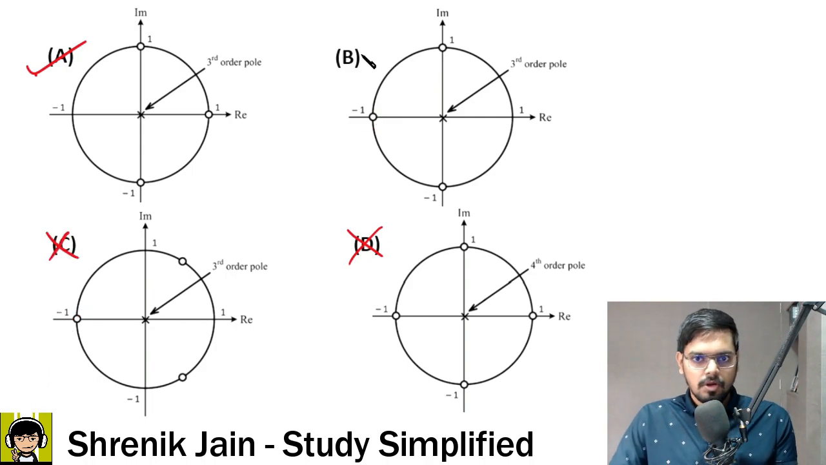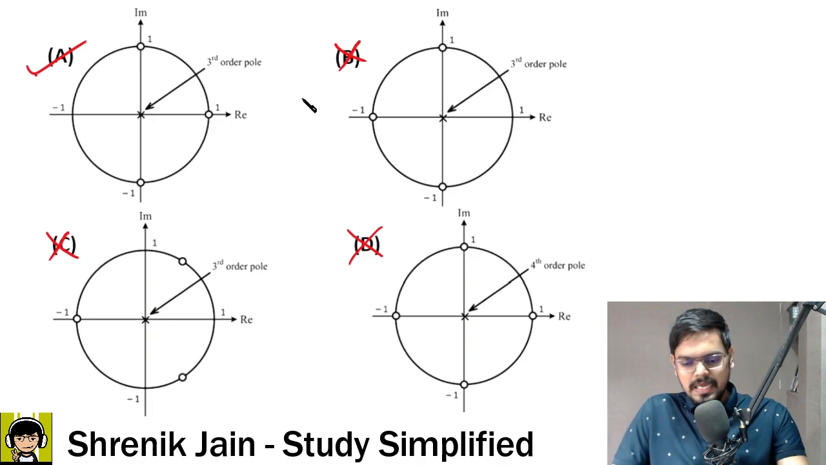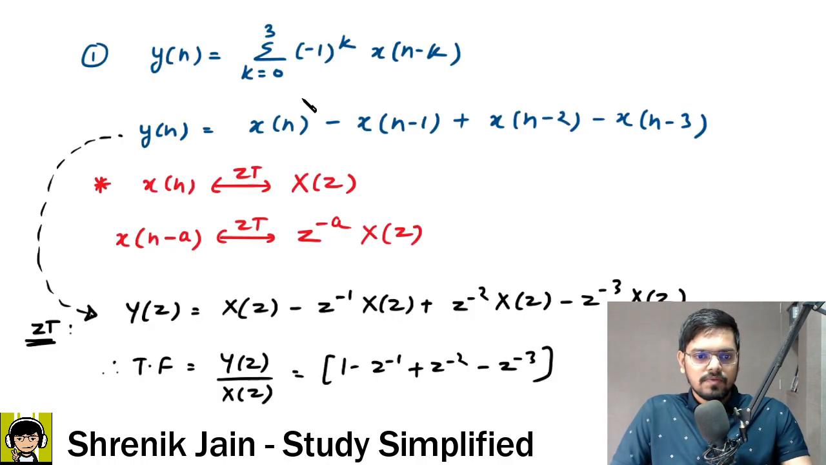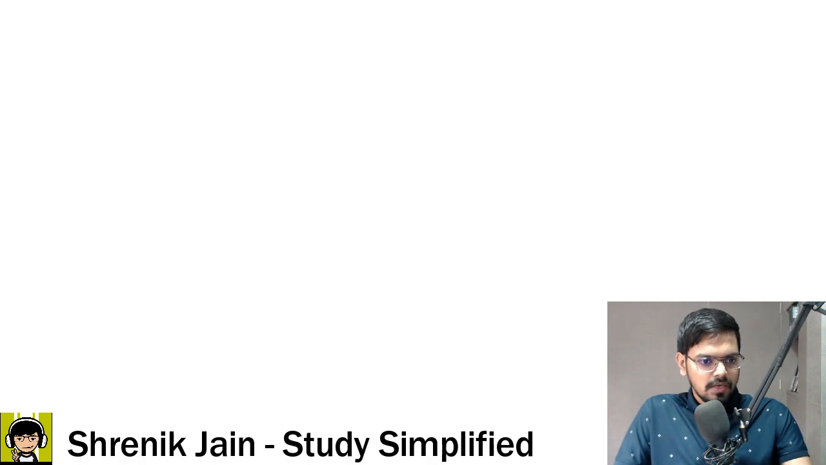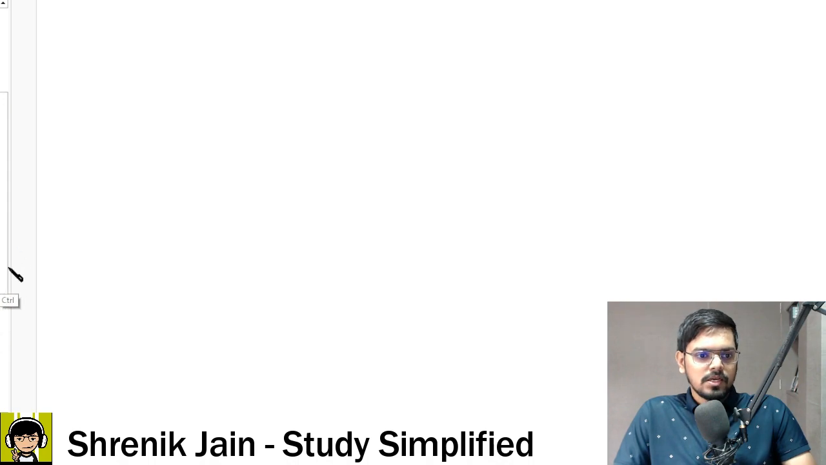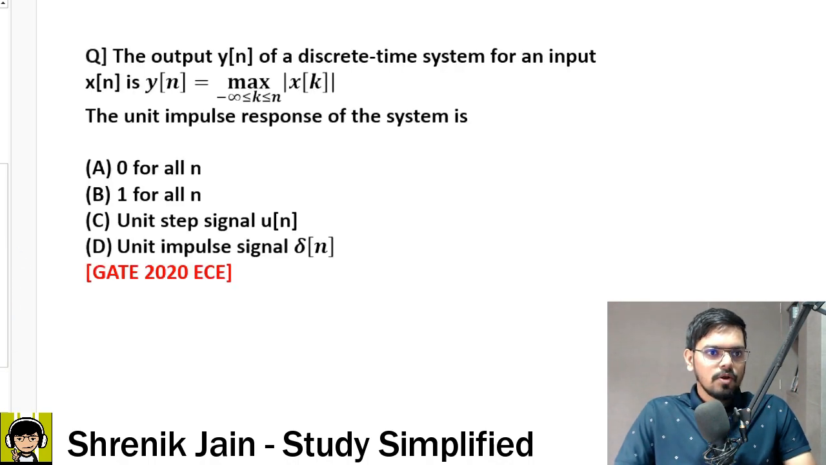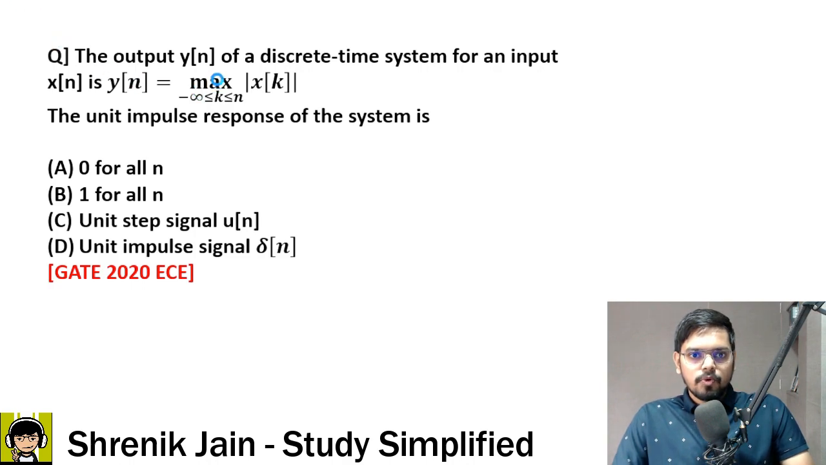Agreed? Then do let me know in the comment section yes, so that we can move forward for the next question. So this was the second question of the day, and I guess this question is also easy, but now slowly you will see the toughness in the telecom 2020 paper. Let us see the third question, one of the good questions. The output y of n of a discrete time system for an input x of n is given like this. The unit impulse response of the system is what? Option A 0 for all n, B is saying 1 for all n, C is saying unit step signal u of n, and D is saying unit impulse signal delta of n.